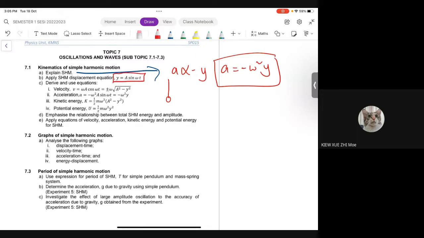Yang ni kita lama sikit lah, derive velocity, v equals A omega cos omega t or plus minus omega square root of A squared minus y squared. The next one, derive acceleration, we will get negative A omega squared sin omega t or equals to negative omega squared y. And then kinetic energy, you need to know the derivation and also the potential energy. Okay, and then you need to emphasize the relationship between energy and amplitude. Itu daripada graph nanti, selalunya dia bagi graph. So you need to know the apply equation untuk cari velocity, acceleration, kinetic energy and potential energy.